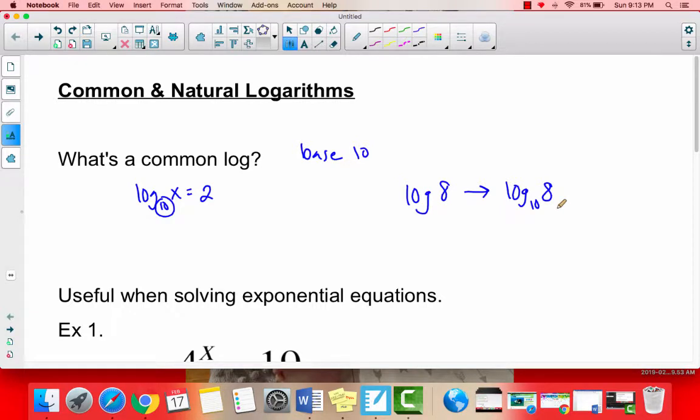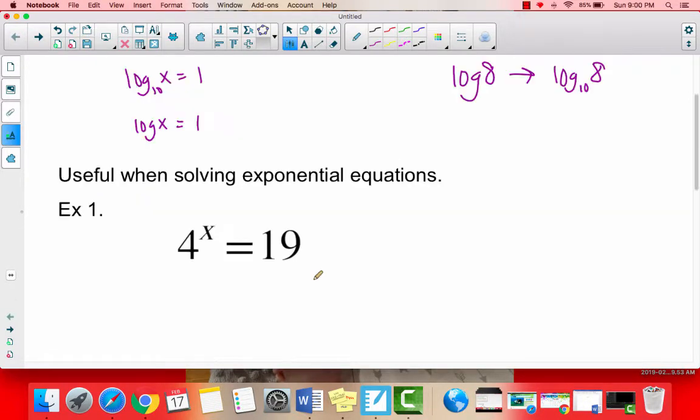And common logs are actually going to be very helpful when you are trying to solve exponential equations, and that's what we're going to do here in these first examples. So remember from the previous section, we could solve exponential functions by making the bases match. So for example, we might have 2 to the x equals 8 to the 3x plus 1, and we change that 8 to be 2 to the third, and then we would just deal with the exponents.